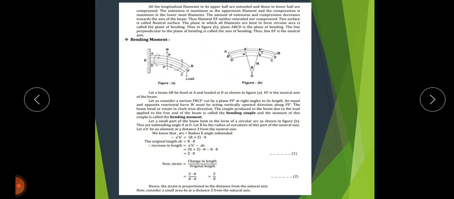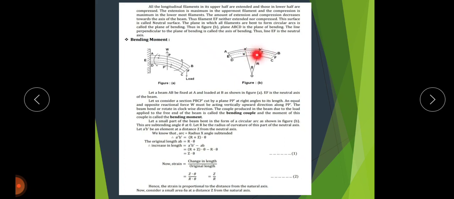When the couple is produced in the beam due to the load applied at the free end of the beam, that is known as a bending couple, and the moment of this couple, the moment that will be produced due to this couple, is known as the bending moment. Let a small part of the beam bent in the form of a circular arc.